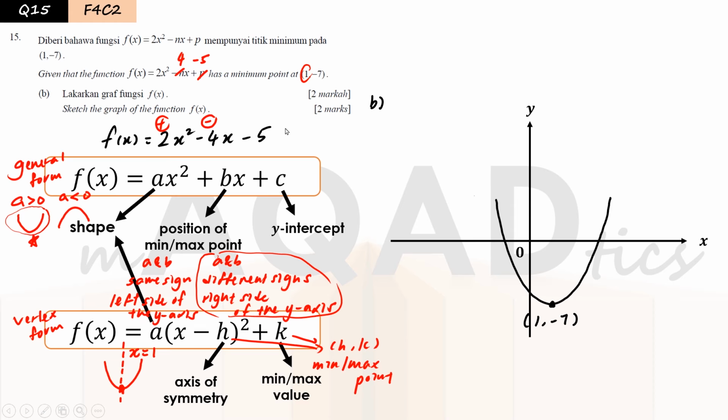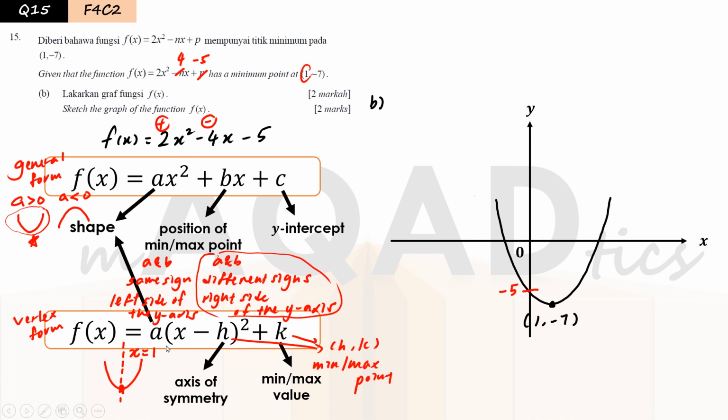Okay, so this will be our graph, but we need to double check whether all of the things here are fulfilled from these values, the A, B, C and the A, H, K here. So for A, our graph must be a smiley face. Here we have a smiley face already. For B, our position of the minimum point must be at the right side of the y-axis, which is true because it is at the right side of the y-axis. And the y-intercept: we need to label the y-intercept here. So the y-intercept is here, and we need to label -5.